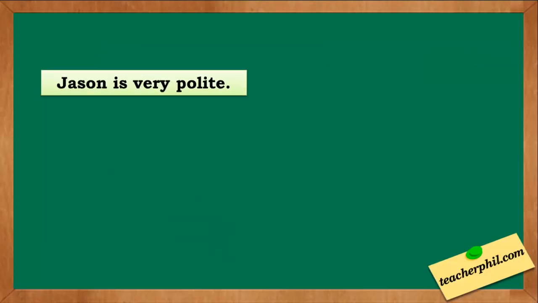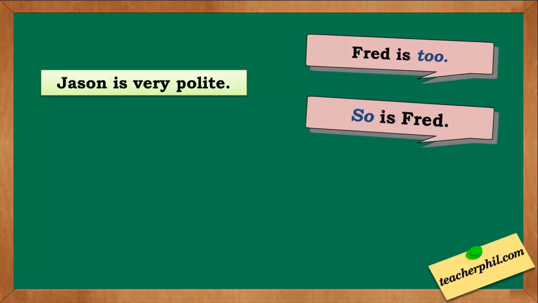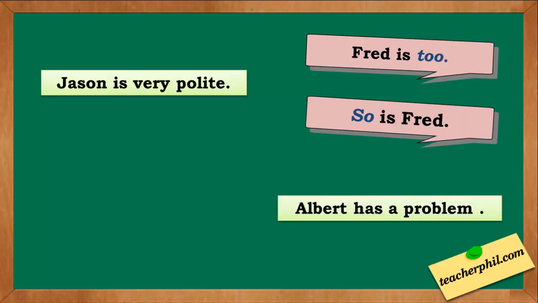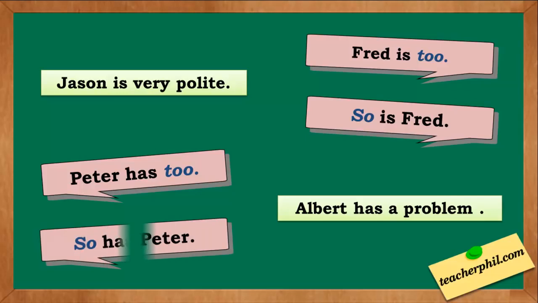Jason is very polite. Fred is too. Or, so is Fred. Albert has a problem. Peter has too. Or, so has Peter. What have you noticed with these examples?